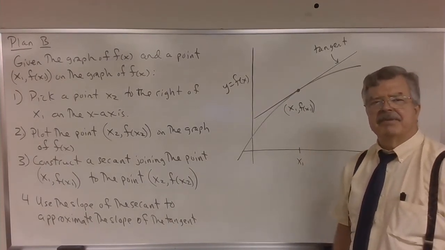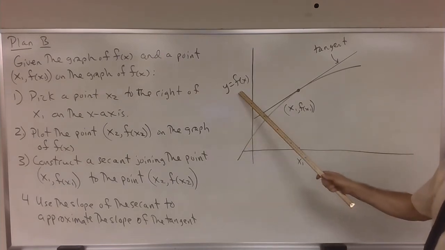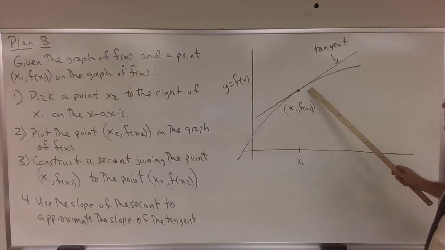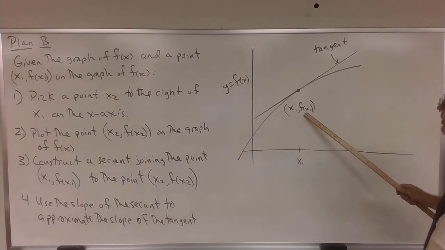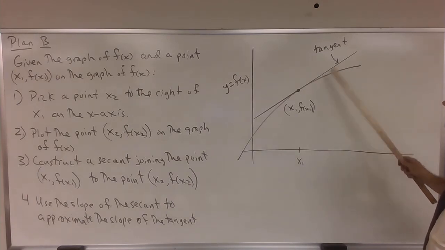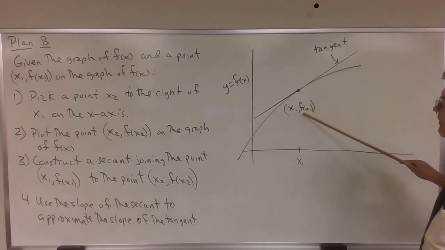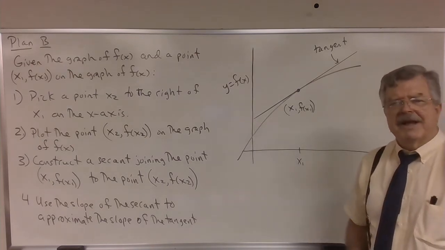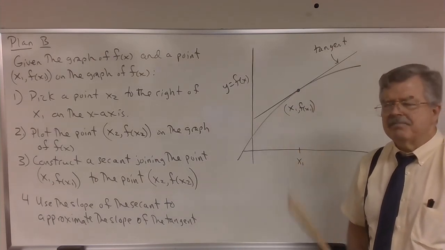Okay, here's our plan B. Remember where we are right now. We have a function f of x and the graph of the function f of x, and a point on the graph. The point is x1, f of x1. And we want to compute the slope of the tangent to the graph of f of x right at this point, x1, f of x1. We're not able to compute that directly or even approximate it directly. So here's our plan B.